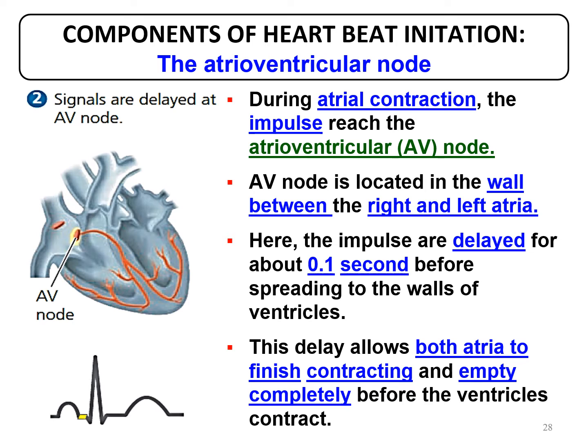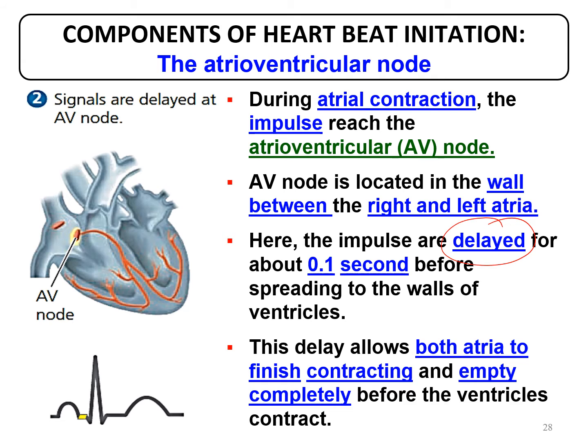While the atria are in contraction, the impulse finally reaches the atrioventricular node, the AV node, which is located in the wall between the right and left atria. When the impulse arrives at the AV node, it will be delayed for about 0.1 second. The delay will allow the blood from both atria to flow completely into the ventricles.